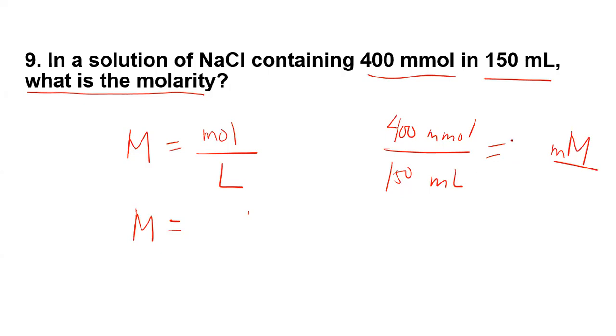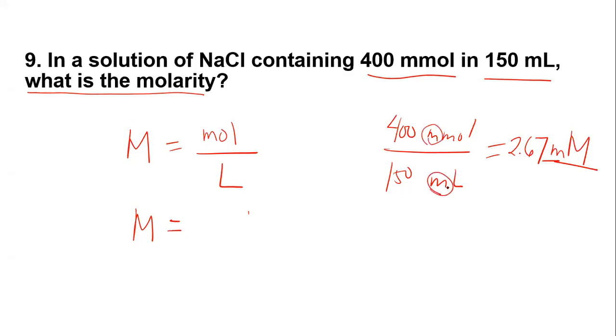This is 2.67. Tingnan natin sa chat. Tama ba? Okay. So, 2.67 millimolars po. Okay, tama. Remember, this is still millimolars. Please ha, hindi ito siya nakamolar pa. This is in millimolars. Why? Because both of the units still has the prefix milli.